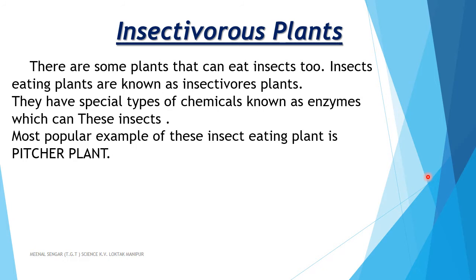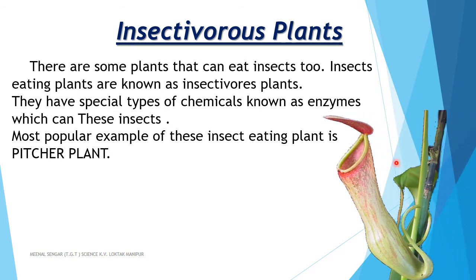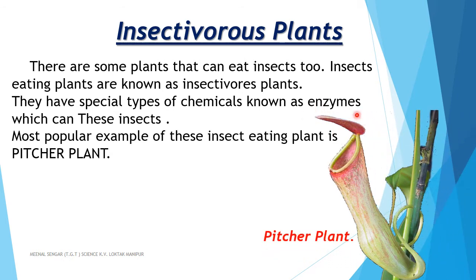The most popular example of this insect-eating plant is the pitcher plant. It is the shape of a pitcher. You can see here it is a pitcher plant. It has a lid on it. On top there is a lid, and this is the shape of a pitcher in which you can hold water or some type of food.